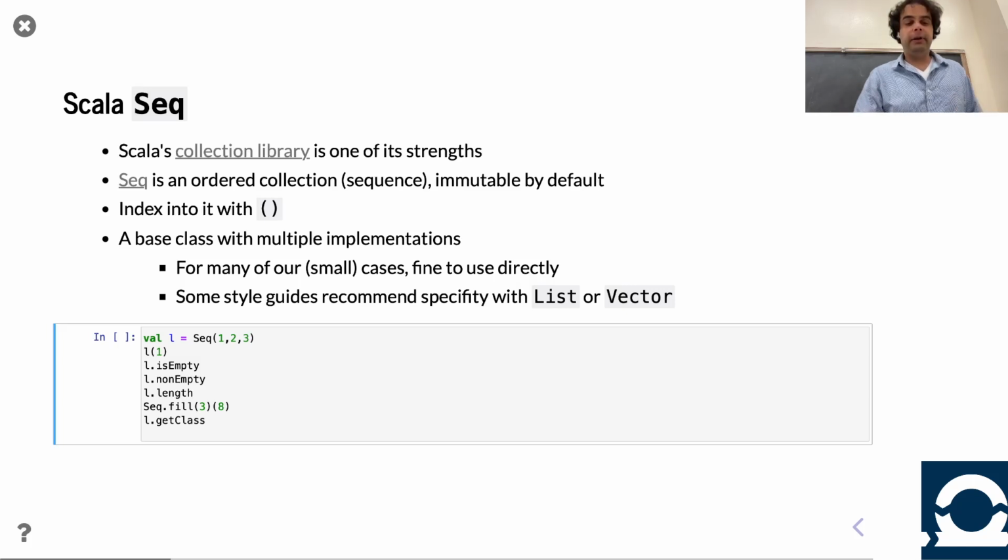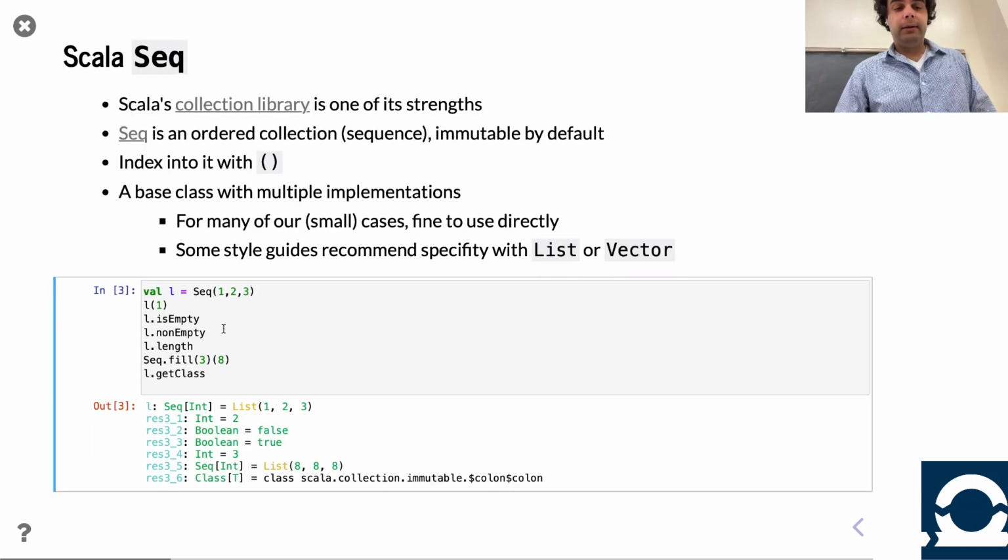Great. And so you can see down below, I declared one called L. I give it initial values 1, 2, and 3 at the time I created it. I can index into them, sure. So in zero-based indexing, index one, of course, is the 2. I can call methods on it like isEmpty or nonEmpty.